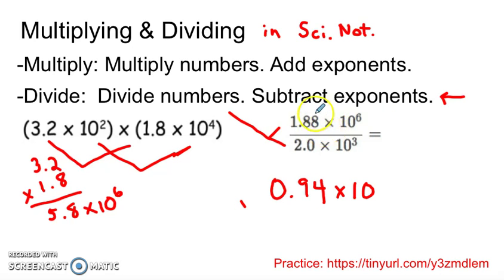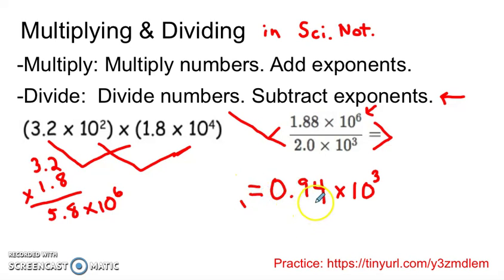Now since we have this top of the fraction divided by the bottom of the fraction, here we start with the top number first. And yes, it does make a difference. If we had done 3 minus 6, it would be negative 3. But in this case, it is 6 minus 3. So, of course, 6 minus 3 is 3. So you have, once again, two different math things going on. You've got the dividing of the numbers, top divided by bottom, and then subtracting of the exponents, top minus the bottom. So we have the answer as 0.94 times 10 to the third.